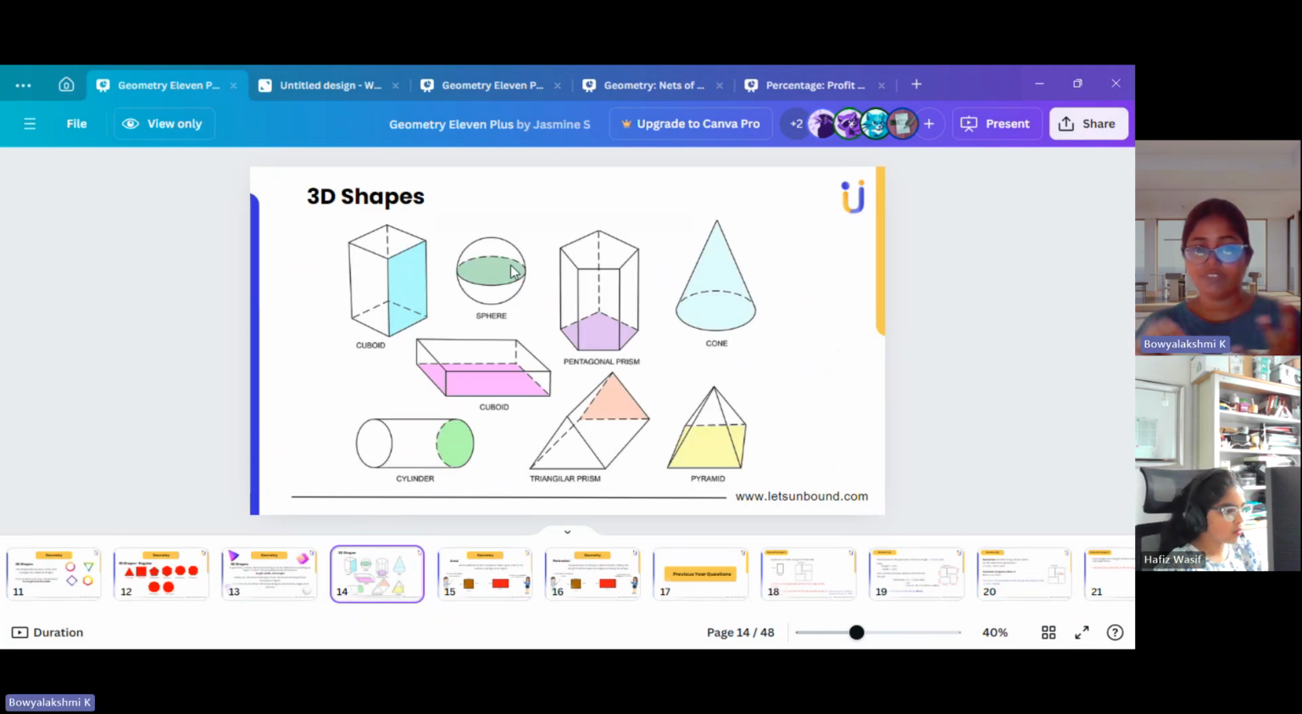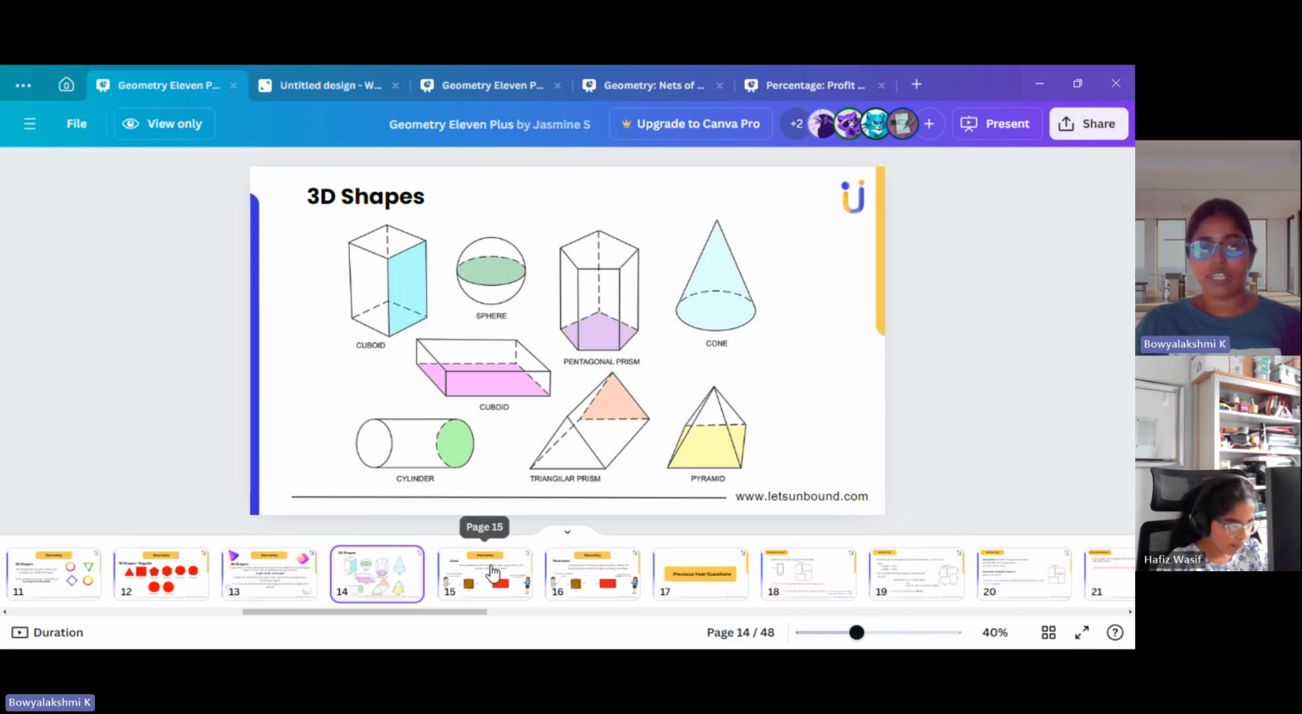That is faces. We have to count the faces and the corners where the line segments meet. That is called vertices, we will say. And those lines, we call them edges. And then faces, right? So when you see this pentagonal prism, in front you can see a rectangle. On top, you can see a pentagon. So that is called a face.